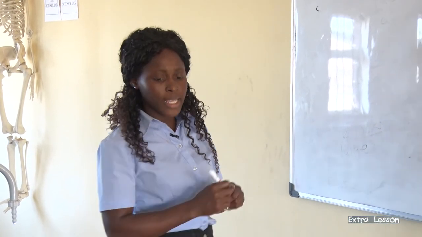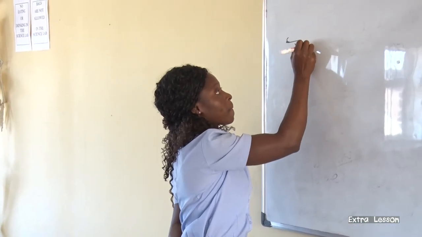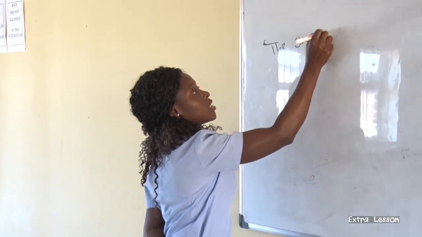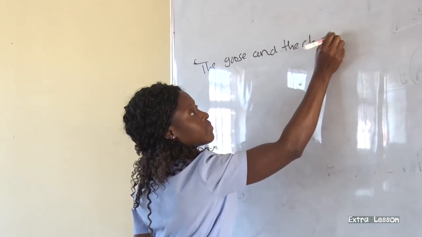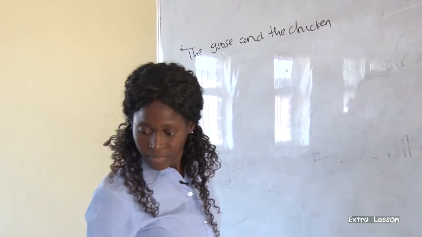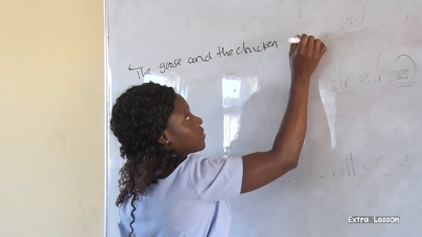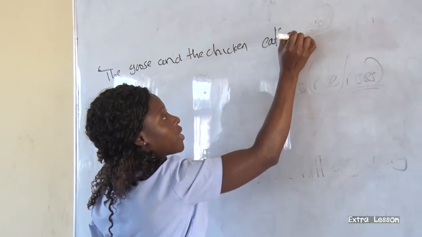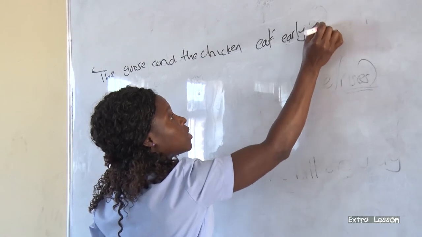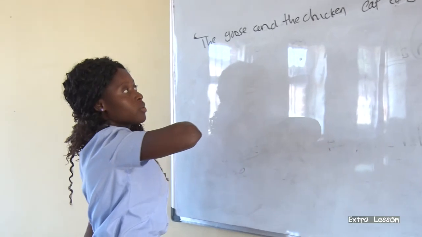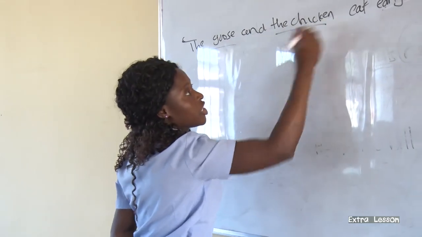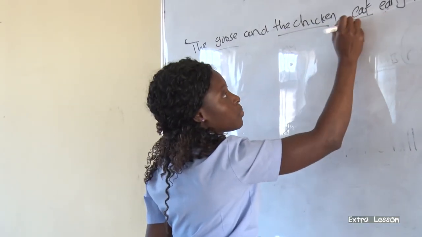What am I saying? I'm saying that the goose and the chicken eat early morning. These are two different things. We have the goose and then we have the chicken, which means our verb has to be in plural.